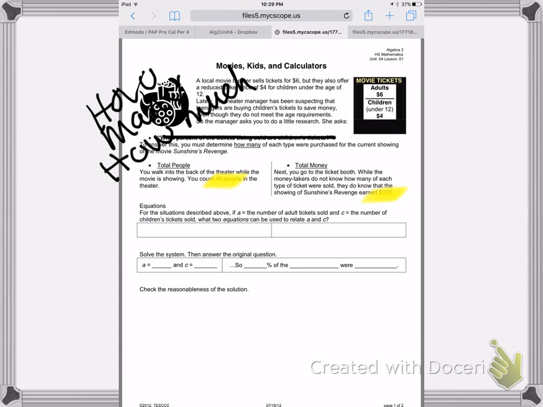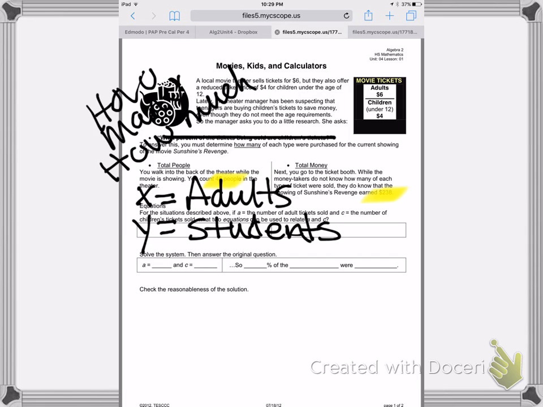How many, how much. Now what I'm going to do is go through here and identify an X and a Y. Let's let X be adults. You don't have to let it be adults, but you can. Might as well. And so if X is adults, Y would be students. Okay, so we know that there were 46 people there. So we're going to put all the students and all the adults, and that would be a total of 46.